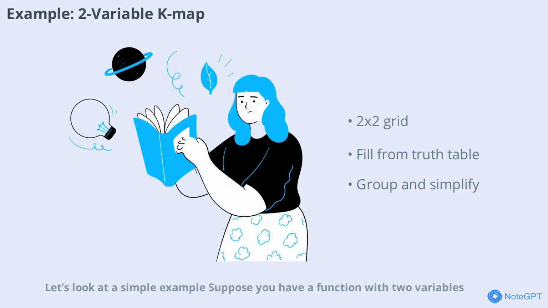Let's look at a simple example. Suppose you have a function with 2 variables, A and B. The K-map is a 2x2 grid. You fill in the cells based on the truth table. Next, you group the ones, which might be single cells or pairs. Finally, you write the simplified expression. This hands-on approach helps you understand the power and efficiency of Karnaugh maps in real-world logic design.